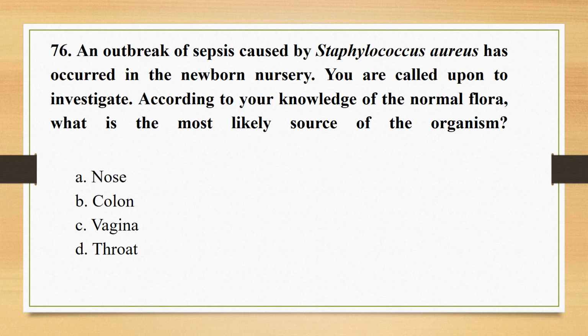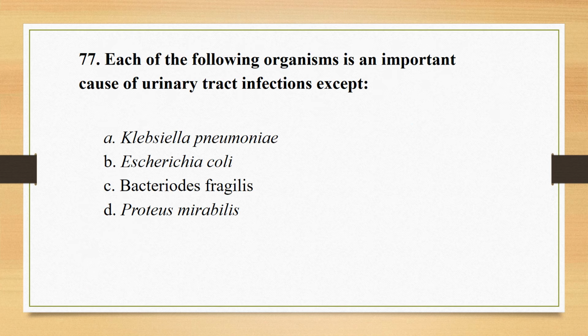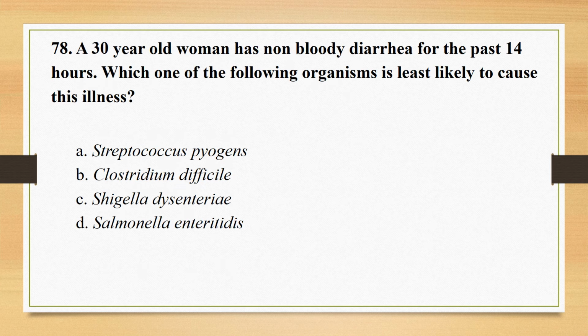An outbreak of sepsis caused by Staphylococcus aureus has occurred in the newborn nursery. You are called upon to investigate. According to your knowledge of the normal flora, what is the most likely source of the organism? It was from the nose. Each of the following organisms is an important cause of urinary infection except Bacteroides fragilis, which is not mainly responsible for urinary infection.